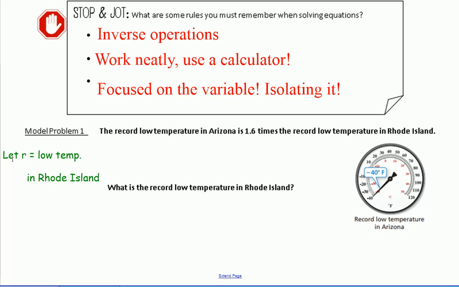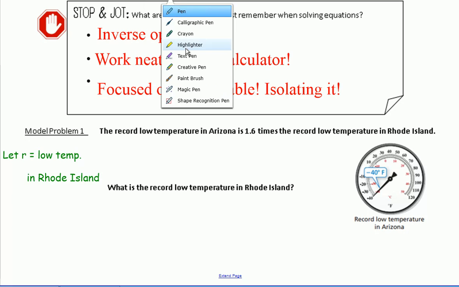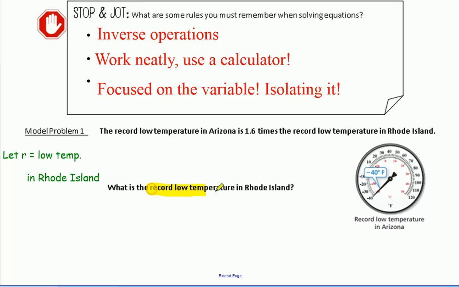So I need to figure out a variable. This is something I don't know, so I'm going to call it R. You could call it X, you could call it S, you could call it T, but based on this word problem, R seems like a good choice for me. So what is the record low temperature in Rhode Island? I don't know what it is, so I'm calling it R.